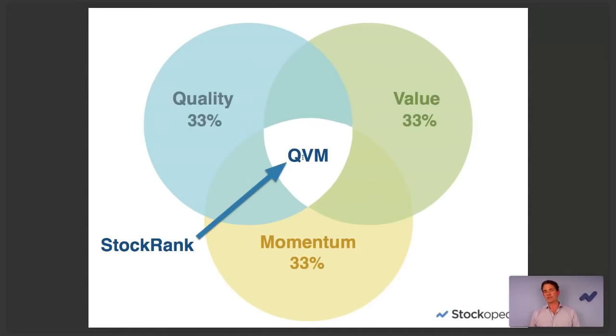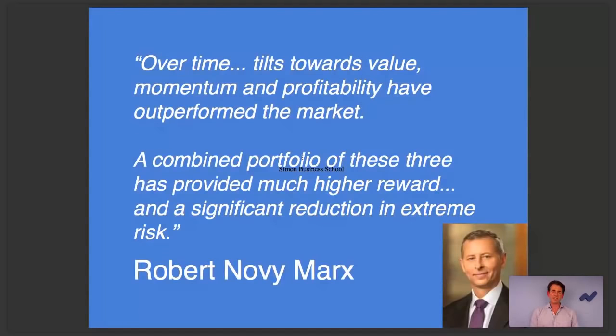And there's lots of research on this. And I love this quote by Robert Novy-Marx: Over time, tilts towards value, momentum, and profitability have outperformed the market. A combined portfolio of these three has provided a much higher reward and a significant reduction in extreme risk. And Novy-Marx is again an academic who has now moved into asset management, or he actually advised on asset management. He writes fantastic papers all about these kind of factors. And very important to understand.